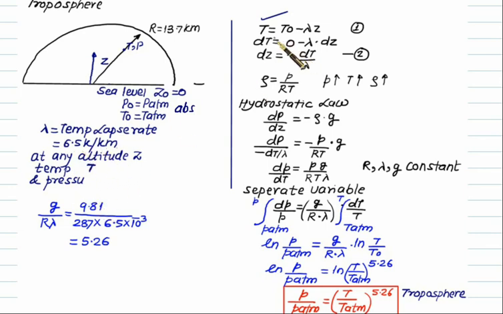This time the governing equation is that the temperature at any altitude is T equal to T0 minus lambda z. If I differentiate this, I will get dT equal to minus lambda dz, since T0, the temperature on the sea surface, remains constant and lambda is a constant. Rearranging, I can replace dz as minus dT divided by lambda. And we have the hydrostatic law, dP by dz equal to minus rho times g. Rho can be replaced as P by RT. So rearranging this equation, replacing dz as minus dT by lambda and rho as P by RT, we have a variable separation form here.